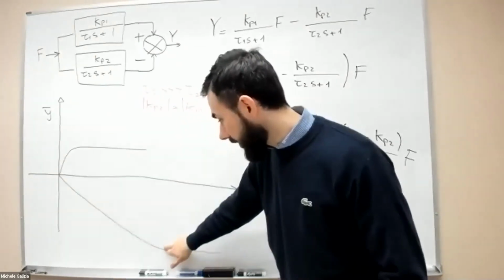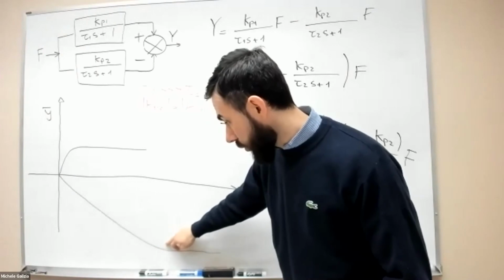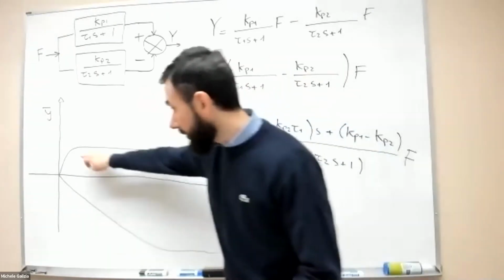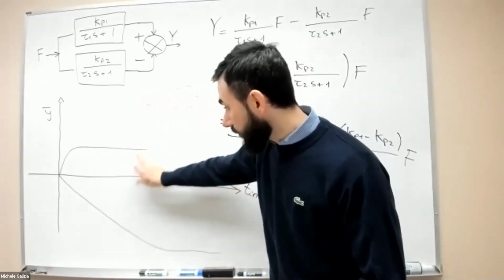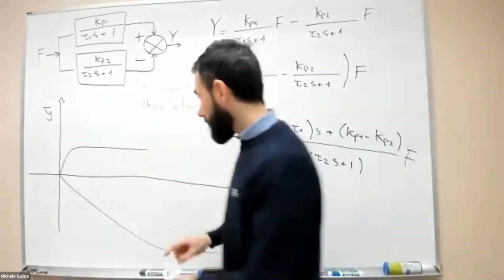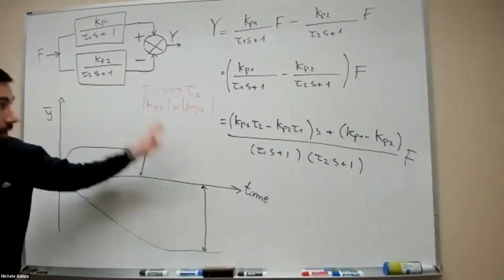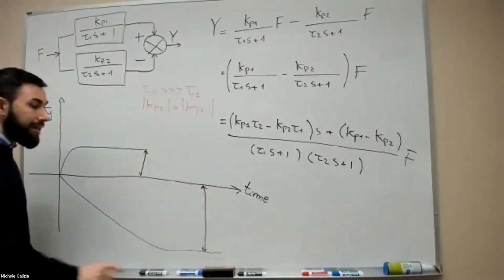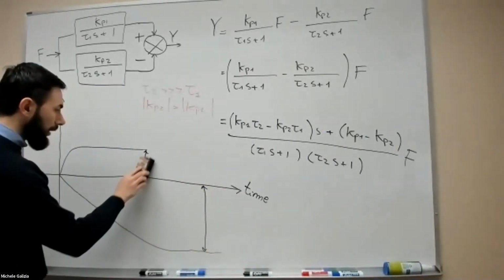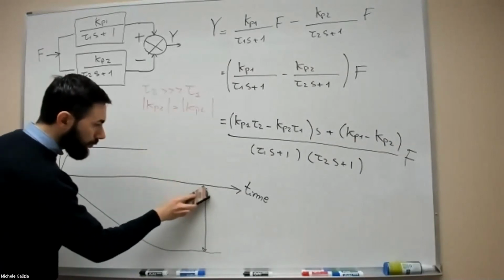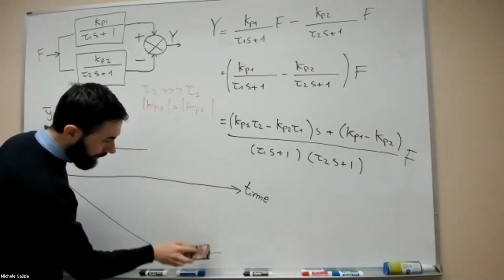It reaches a new steady state in a very slow way. And basically the absolute value of the new steady state is much larger for the second system because Kp2 is much larger than Kp1. So the second system is more sensitive to a given change in the input.